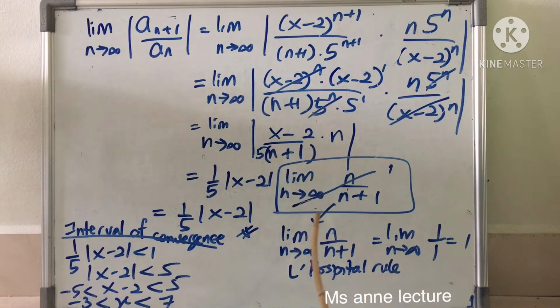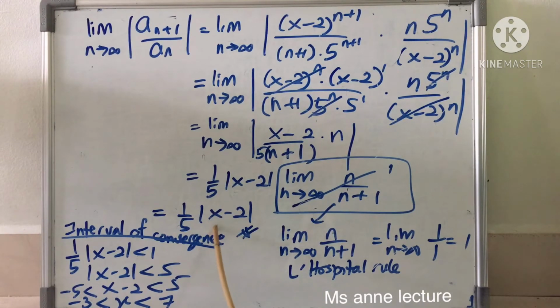To solve the limit as n approaches infinity of n over n plus 1, we use L'Hopital's rule, because when you substitute, we get infinity over infinity. By differentiating n, we get 1. Differentiating n plus 1, we get 1. So we get the value of 1, and so we get 1 over 5 multiplied by the absolute value of x minus 2.